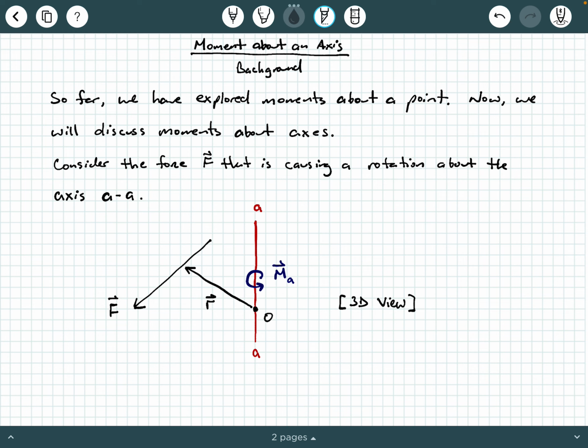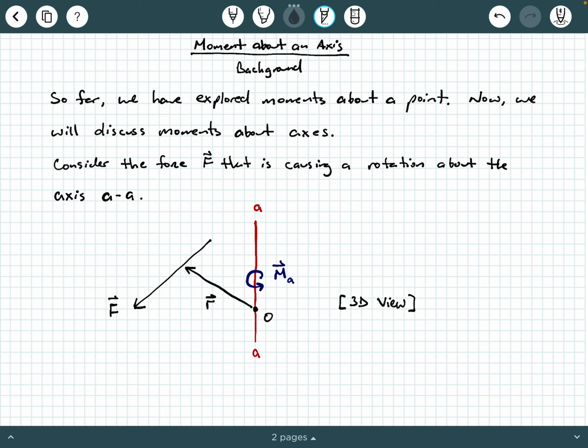So far what we have discussed and explored are moments about a point, and we've done that both in 2 dimensions and 3 dimensions. Now what we want to talk about is a moment about an axis, or possibly even multiple moments about axes. Okay, so what's the difference? Well, mathematically there's a little bit of a difference, but physically that's where we want to make sure we understand physically and conceptually what's going on. So to help us do that, let's take a look at this 3D figure we have here.